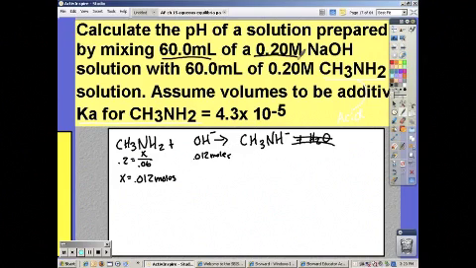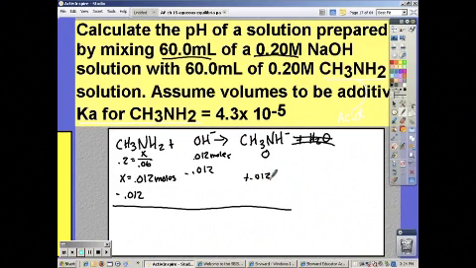And we don't have any CH3NH. We subtract the smallest, which in this case is the same. And we're left with 0.012 moles of the CH3NH. Remember, we can't use moles, we need molarity, so we divide by total volume, which is 0.102 liters, giving us a molarity of 0.1.